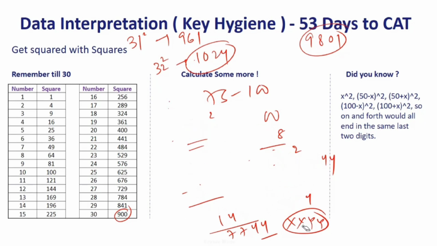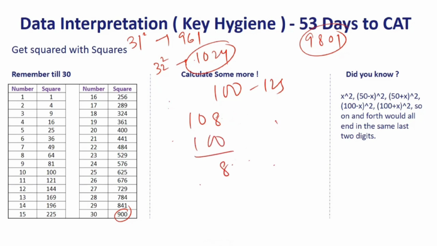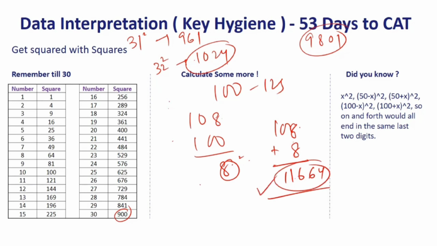And finally, let's say you have a number which is more than 100. So how to go about it? Let's say you have a number between 100 and 125. Let's take 108. Now this number will be a 5-digit square, right? So 108 square. Take the difference with 100, you get 8. Add 8 to the original number. 108 plus 8 becomes 116. And 8 square is 64. So append it here. So 11664 is the square of 108.